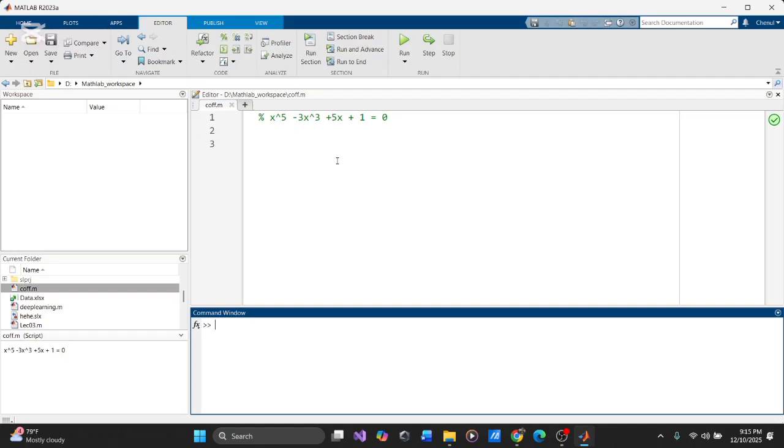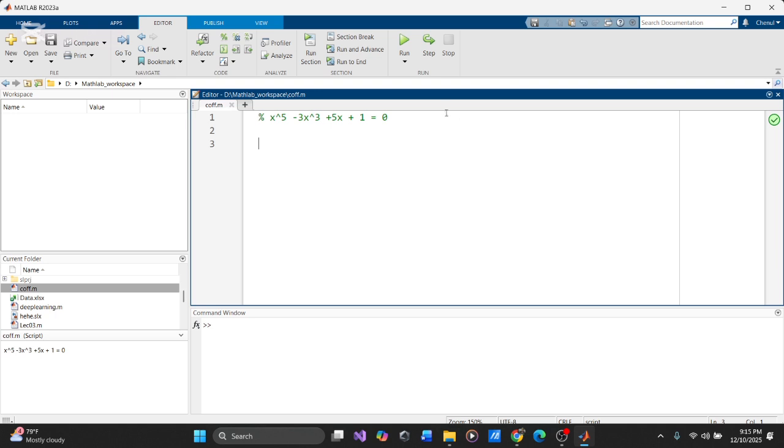In this video, I'm going to show you how to find the roots of an equation using MATLAB. This is the equation I'm interested in. The coefficient of x to the 5 is 1, plus the coefficient of x to the fourth is 0, and x squared also has a coefficient of 0. Okay, so this is the equation I'm going to find the roots of.